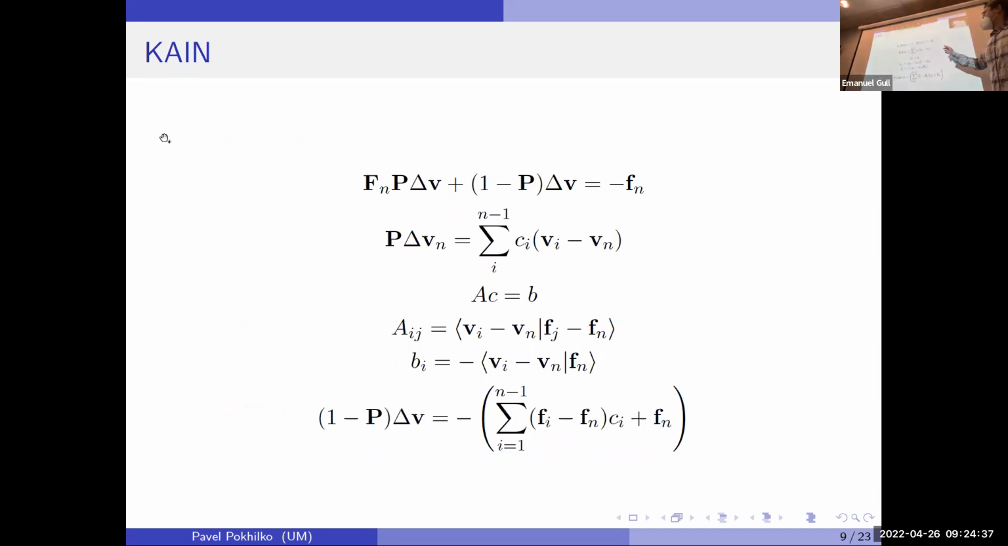So once we plug it in, once we say that this projector acting on the space of the differences is some linear combination of the space, we arrive at a set of linear equations for coefficients. Here, the matrix A is compiled from the differences between the vectors that we want to solve and the space of the residuals that we want to minimize to 0.